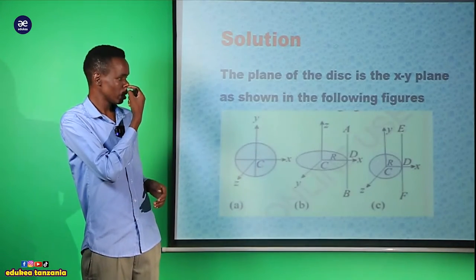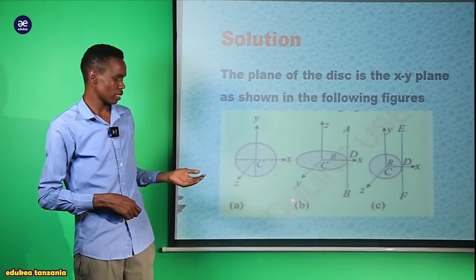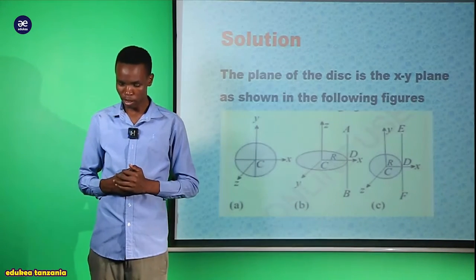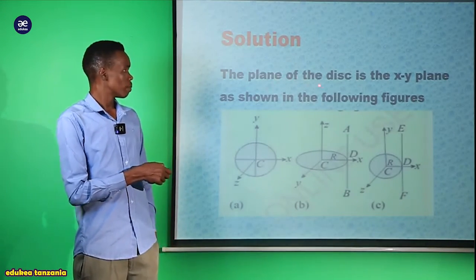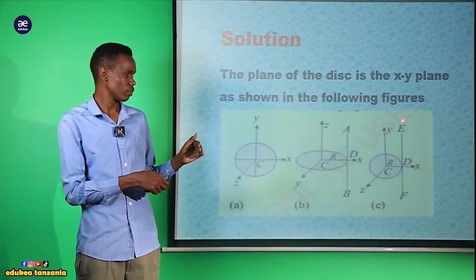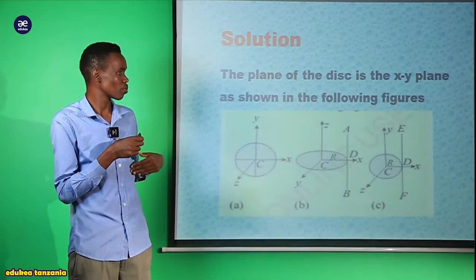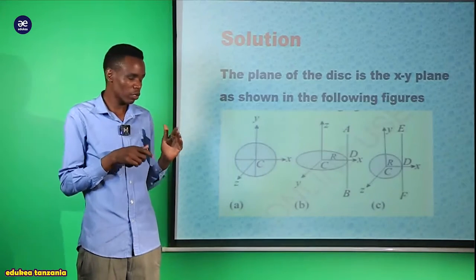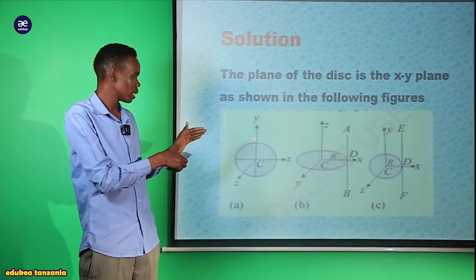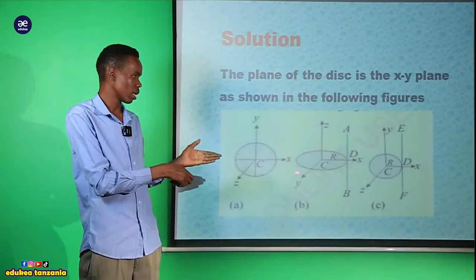So as we see in our solution here, we have three figures: figure Roman A, figure Roman B, and also figure Roman C. The plane of the disk is the xy plane, as shown in the figure. As we can see, these planes give us two axes. It means we have the xy plane, and we have the y-axis and also the x-axis. And also for the second figure, we have something similar to this one.